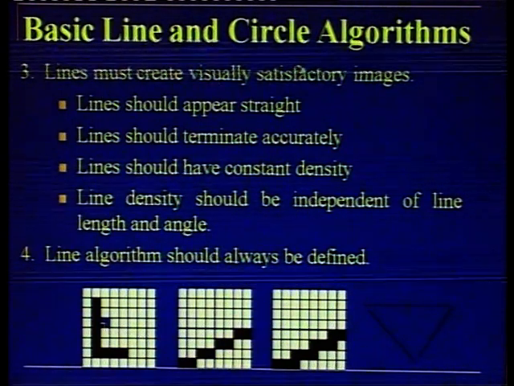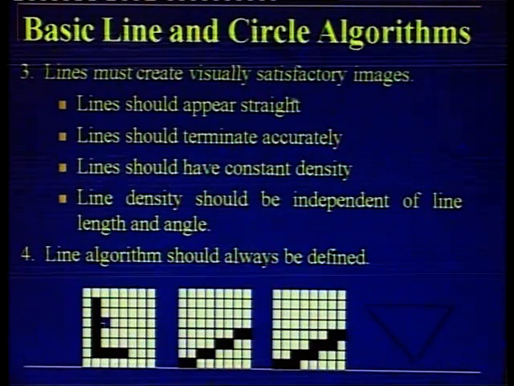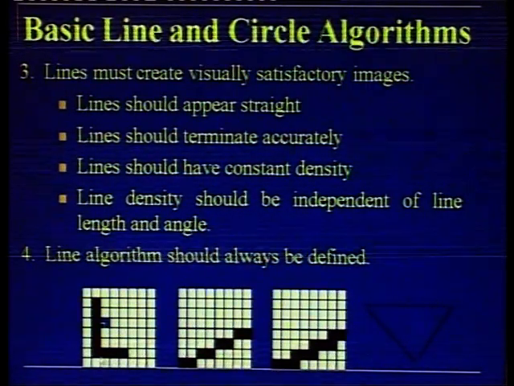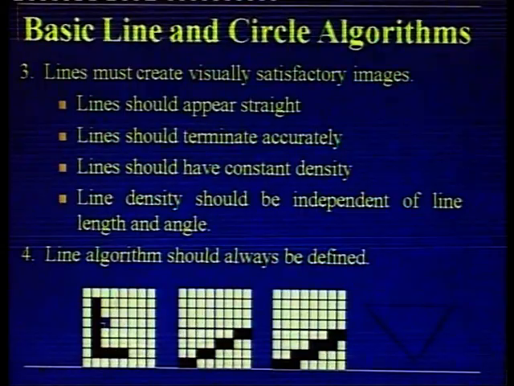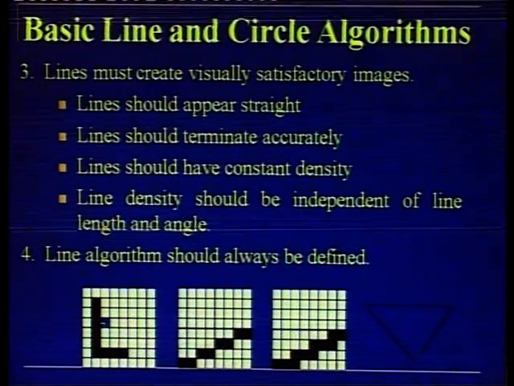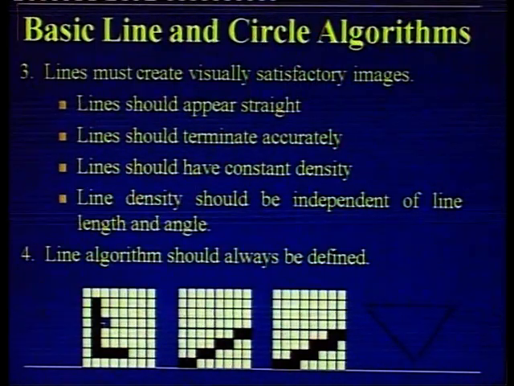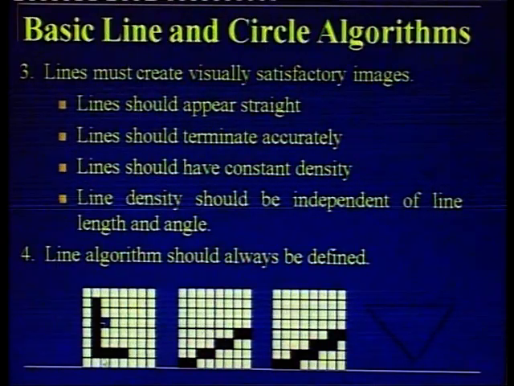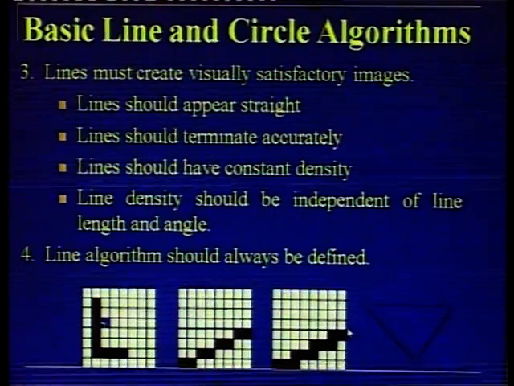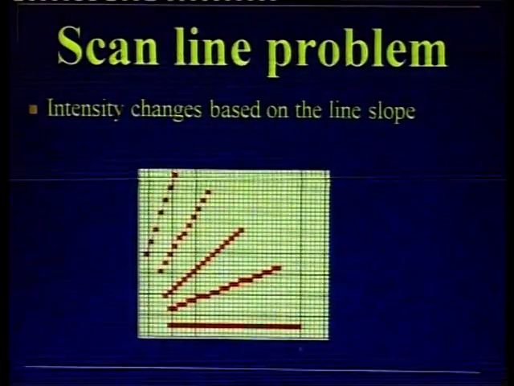Lines must create visually satisfactory images. The lines should appear straight, lines should terminate properly, lines should have constant density, the brightness of the line should be the same, whether that is a horizontal line, vertical line, diagonal line or anything. Line density should be independent of length and angle, and the line algorithm should always be defined properly. There should be no staircase, jagging effects or unequal brightness.